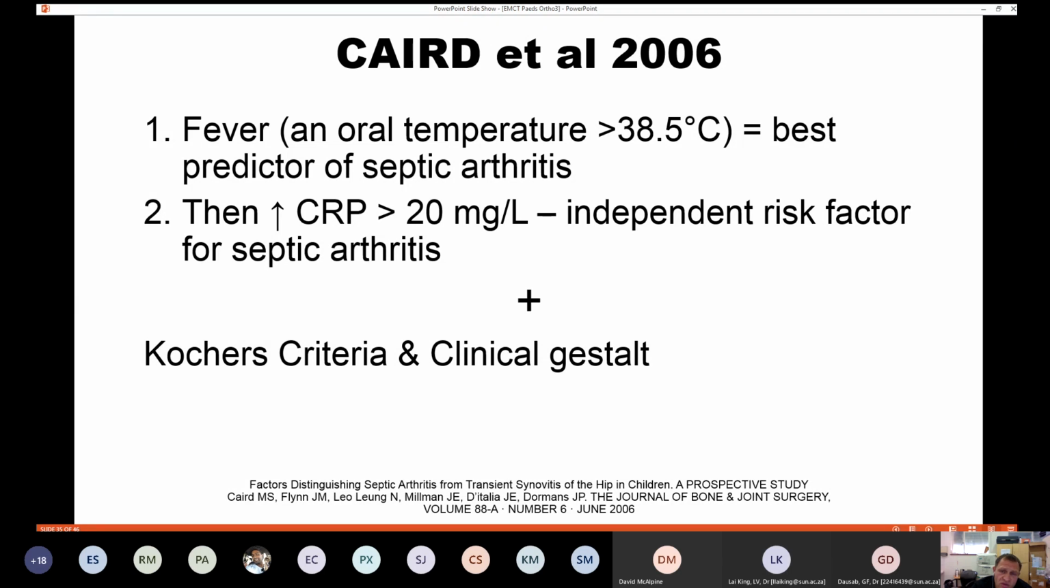Ultrasound, yes, you can use ultrasound to diagnose an effusion of the hip, but unfortunately, transient synovitis can also give you an effusion in the hip joint, and it's not specific enough to distinguish between septic arthritis or transient synovitis.